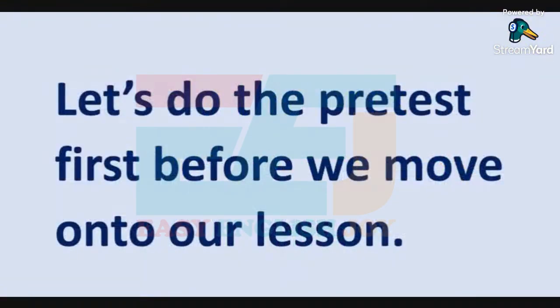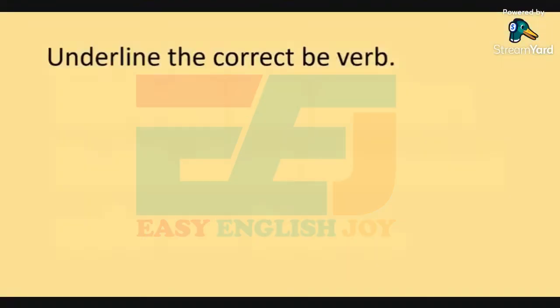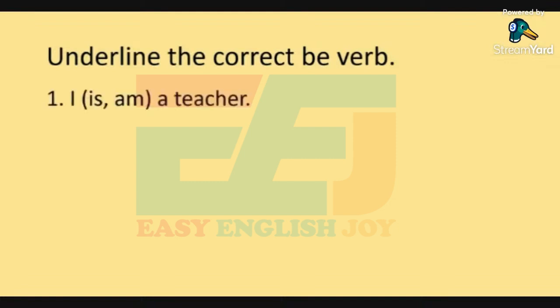Let's do the pre-test first before we move on to our lesson. Underline the correct be verb. You have 5 seconds to answer before I'm gonna give you the answer. Number 1. 5 seconds. Answer, am. I am a teacher.